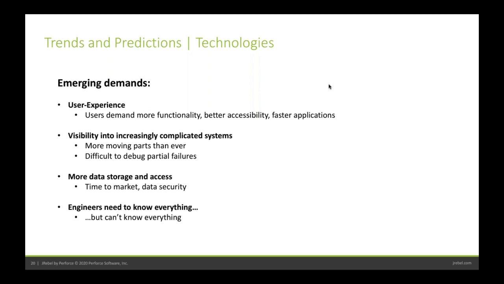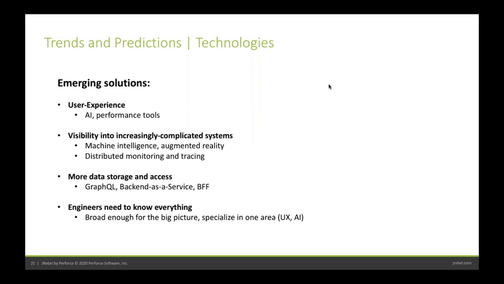So these are a bunch of demands. On this next slide, we'll talk about how we solve some of these problems, or how we make this a little easier to deal with. Well, one, on the user experience side, we're seeing more and more use of AI. This can be machine learning, performance tools, again, like JRebel, to make sure you have good performance throughout.